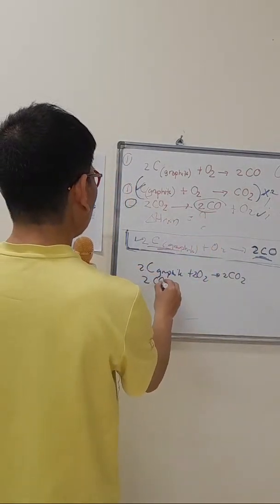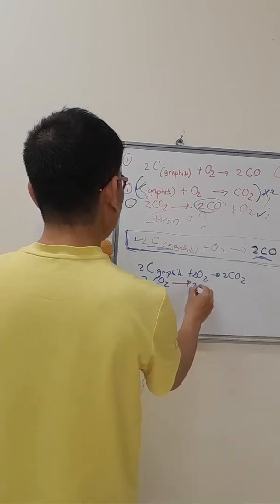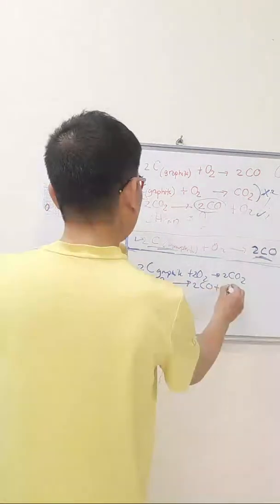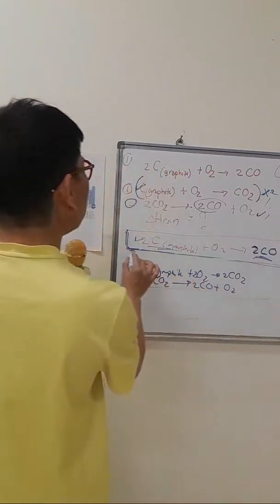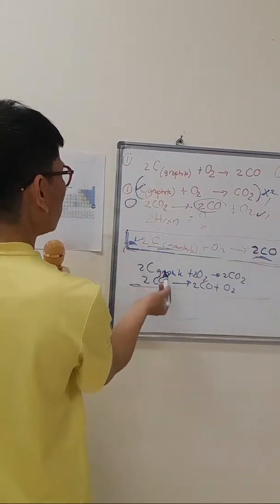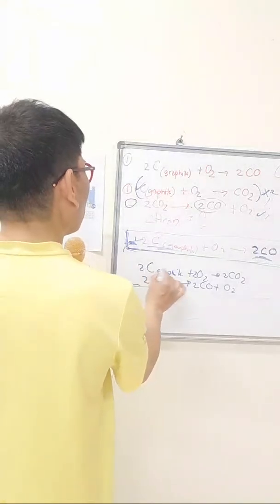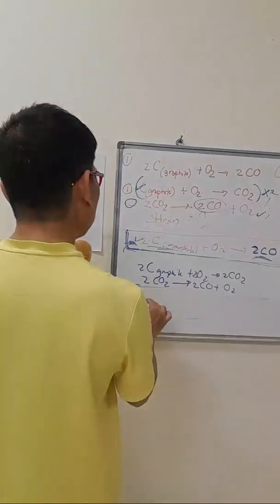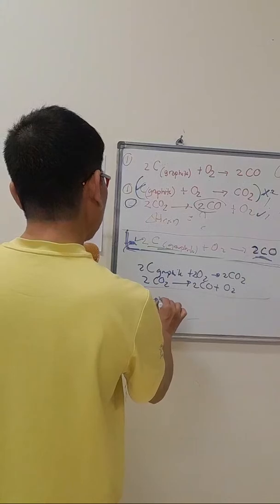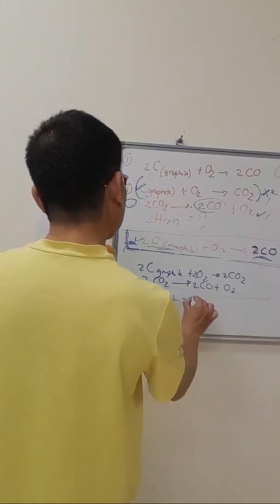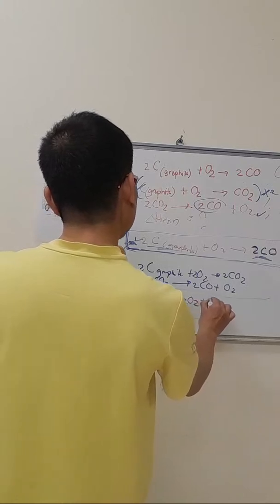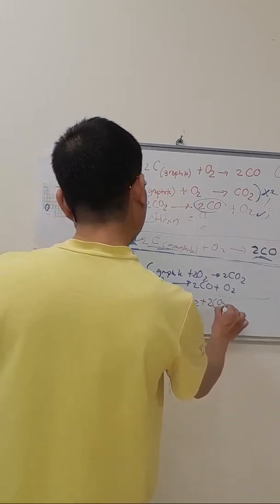2 CO2 is equal to 2 moles of carbon monoxide plus oxygen gas. Add the 2 if we could yield this overall reaction. 2 carbon graphite, plus 2 moles of oxygen gas plus 2 moles of carbon dioxide.